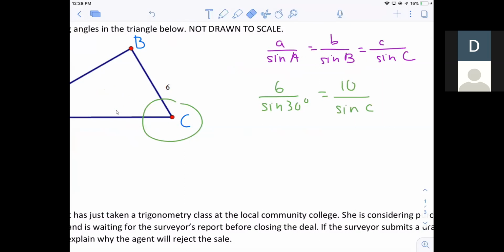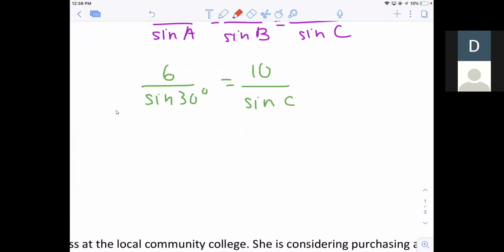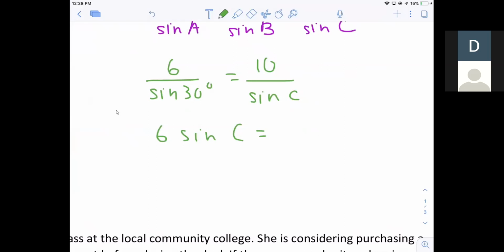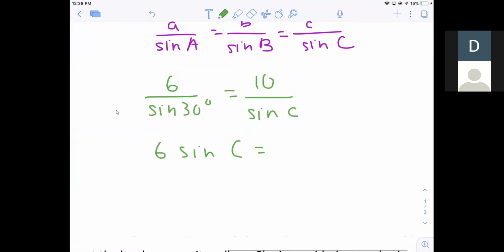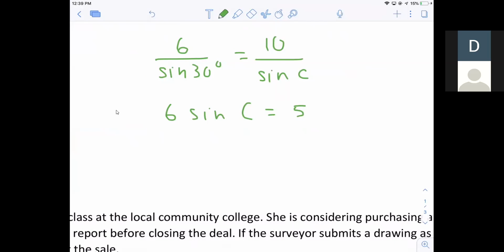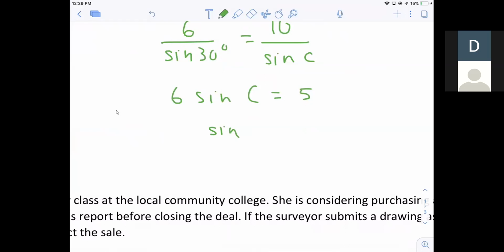Now we can cross multiply. We get 6 sine of angle C is equal to 10 times sine of 30. Everyone knows sine of 30 is equal to a half. And no, Emily, it doesn't matter if you change the fraction to sine A over a and sine C over c, that's the same thing. You're going to get the same thing when you cross multiply. You should get 6 sine C is equal to 10 times sine 30. Sine 30 is a half. 10 times a half is 5. And so sine of C is equal to 5 over 6.